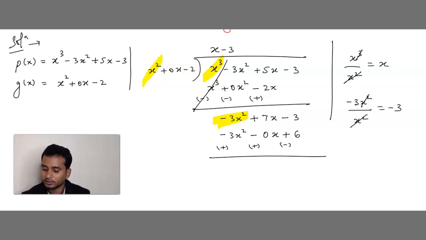and this is minus. Plus 3x square minus 3x square will cancel. 7 plus 0 is 7x. Minus 3 minus 6 is minus 9. Okay, if both are minus, we should add. So now what is left out here?